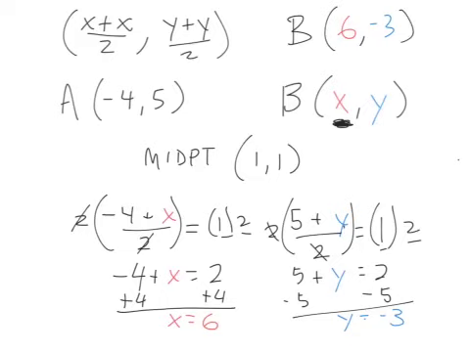That is an example of finding an endpoint given one endpoint and the midpoint, and there is our answer for B.